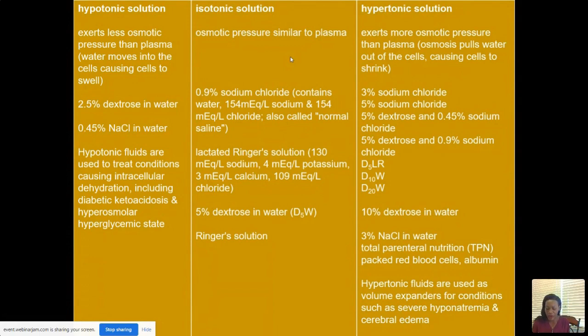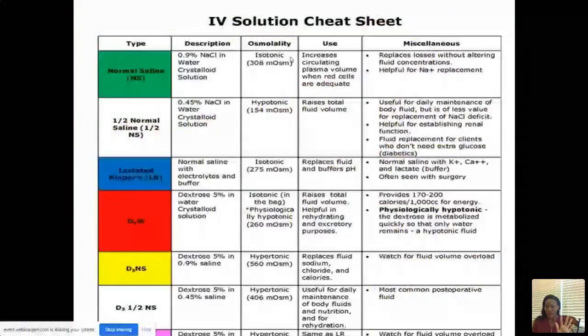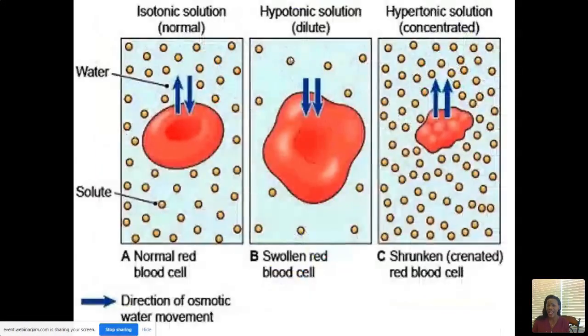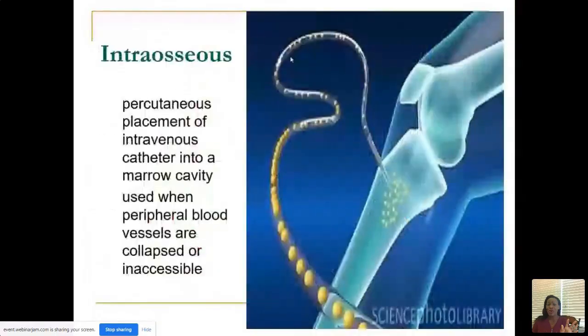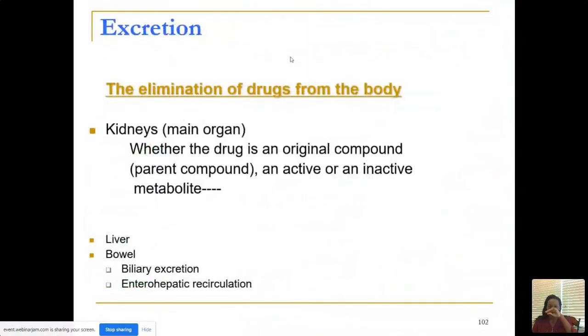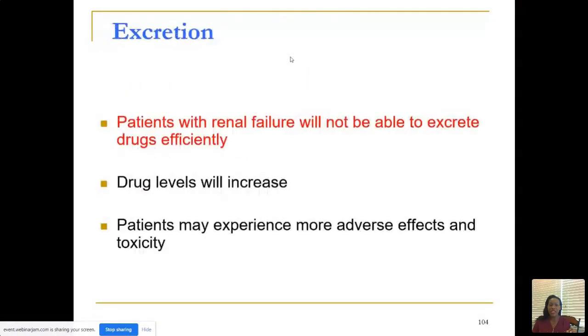You figured those. Okay, somebody says, I got it now. Awesome. All right, any questions with fluid? If not, I'm going to go to TPN. Okay, these are just different routes. Oh no, there's one more thing I want to cover before TPN.